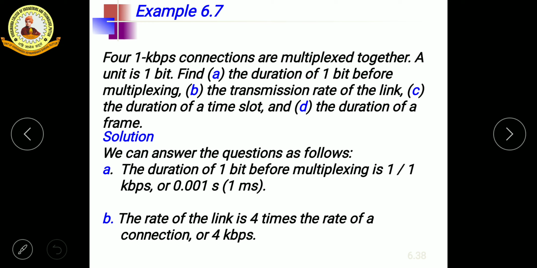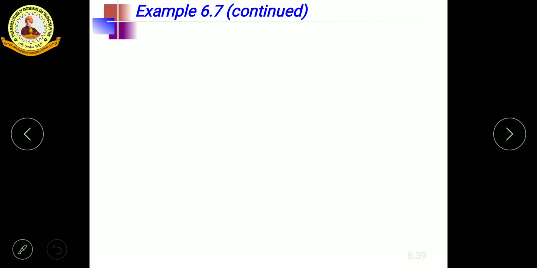Part A, the duration of 1 bit before multiplexing is 1 by 1 kbps. That we all know, that is 1 millisecond. Like the previous problems. The rate of the link is 4 times the rate of the connection. That is the link's data rate they are asking. Because we have 4 sources, it should be 4 times the data rate of each link. So it is 4 into 1 kbps, 4 kbps.